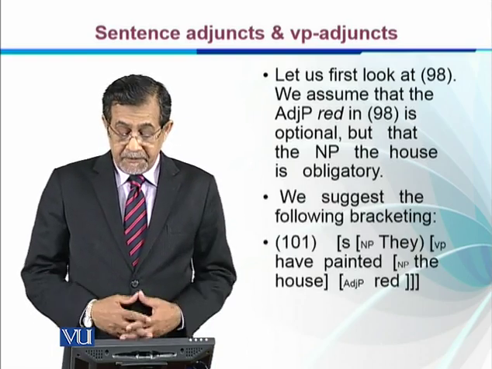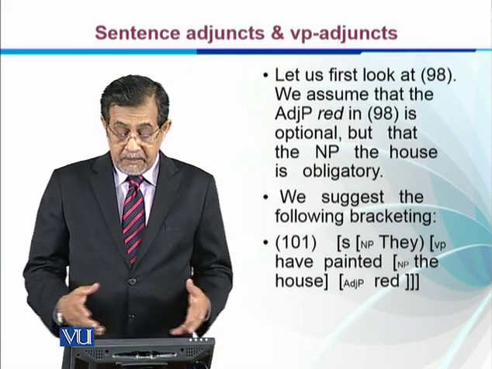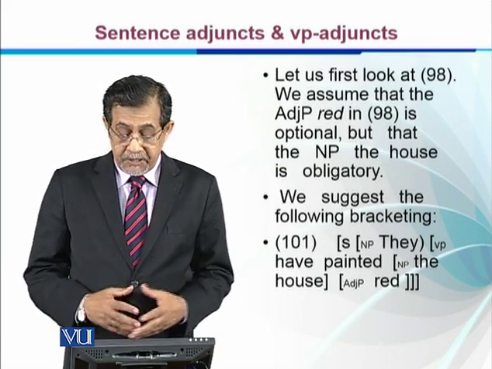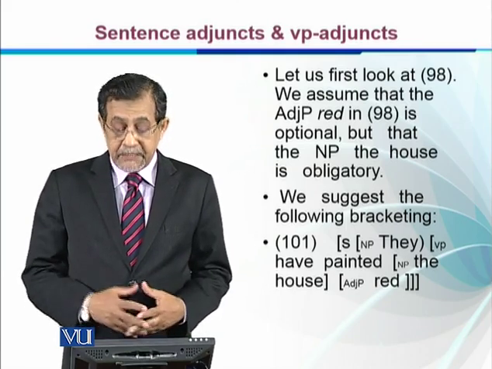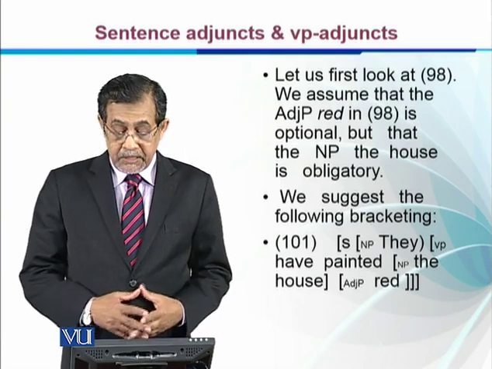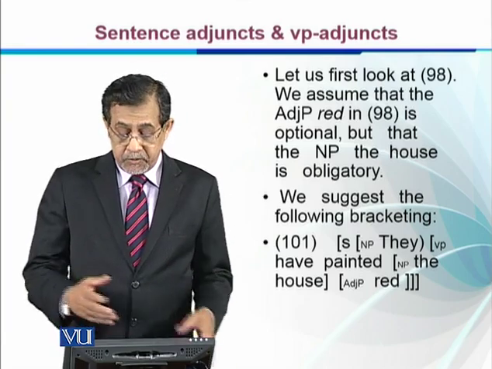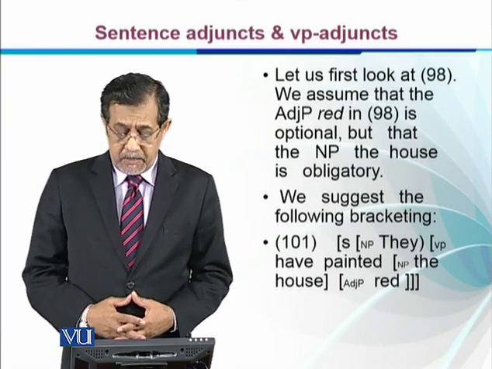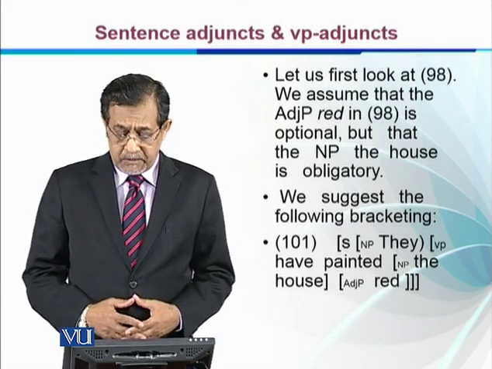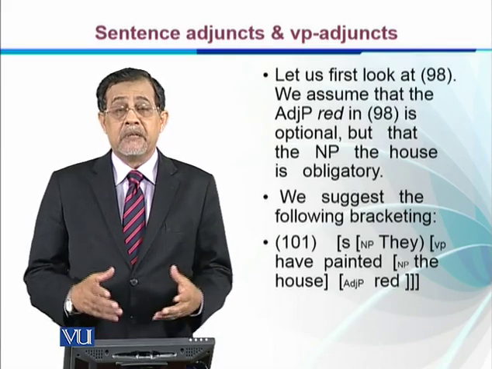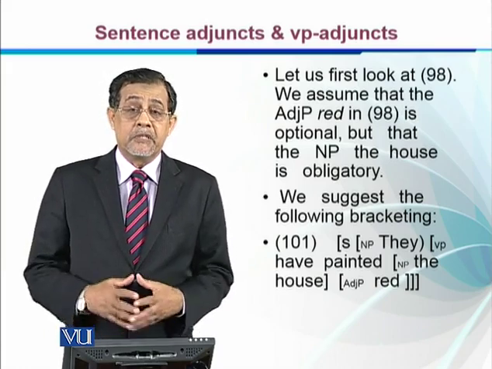For example, if we have the following bracket: "They have painted the house red." So we know sentence, then there is a noun phrase, verb phrase "have painted", noun phrase "the house", and adjective phrase "red". So in this sentence we can say that "red", which is an adjective phrase, is optional. If we remove "red" from the sentence, we can still have a correct sentence. We can say "They have painted the house." So "red" is not obligatory in this sentence.